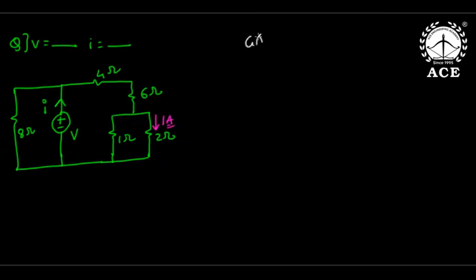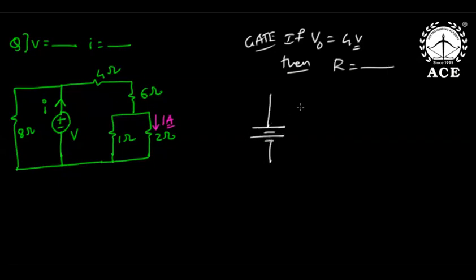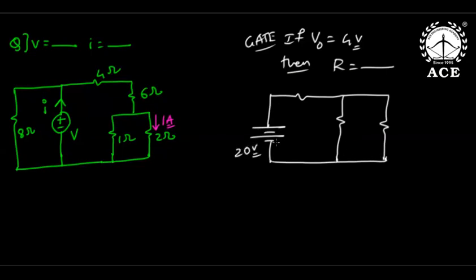Also there is a GATE 1 mark question, an easy bit. If V naught is 4 volts, then what is R? Do this immediately, everyone.